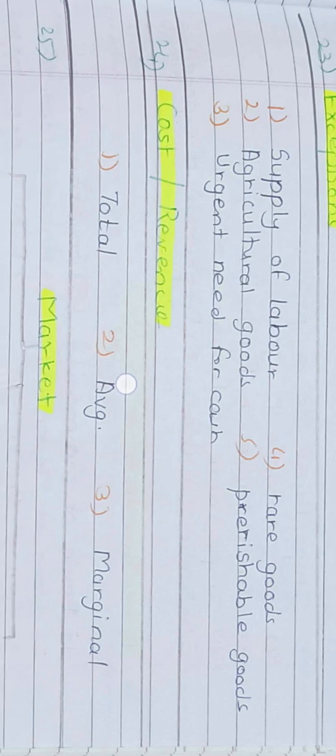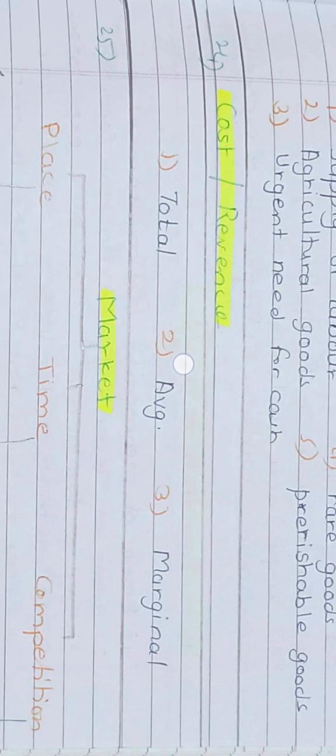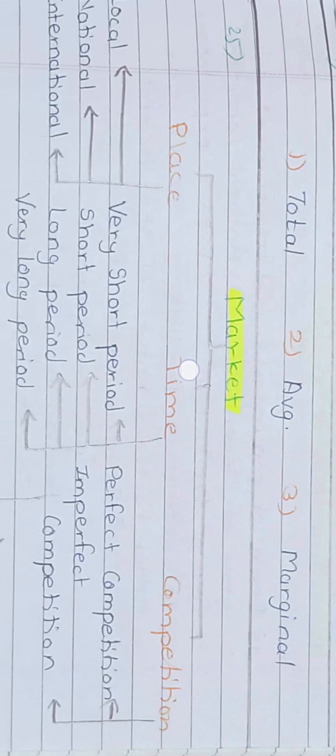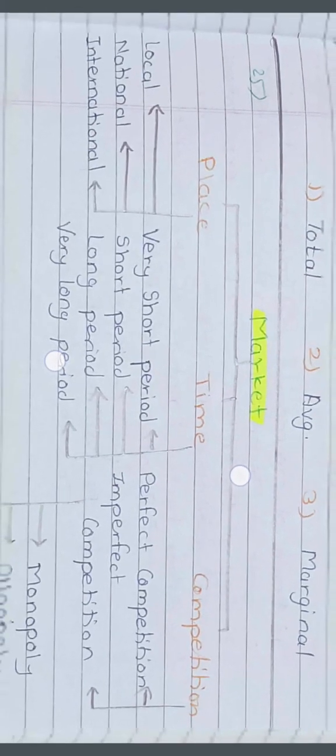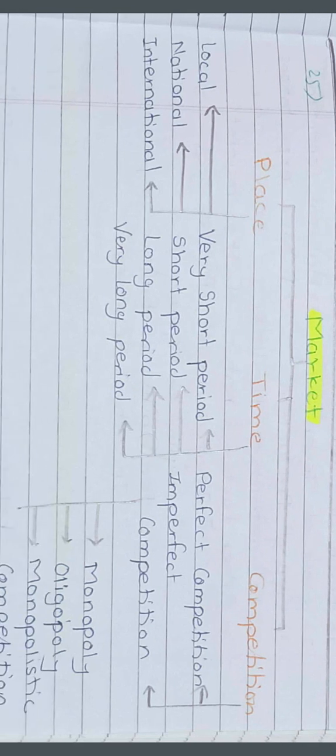There are three types of cost and revenue. First is total cost, average cost, and marginal cost, and total revenue, average revenue, and marginal revenue. The market is distributed in three types: place, time, and competition.